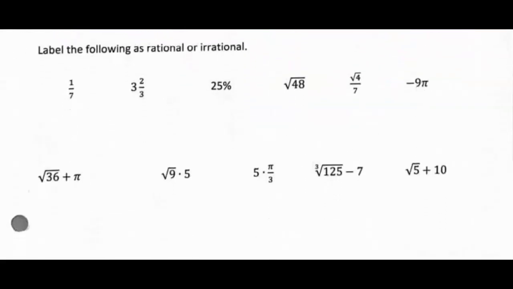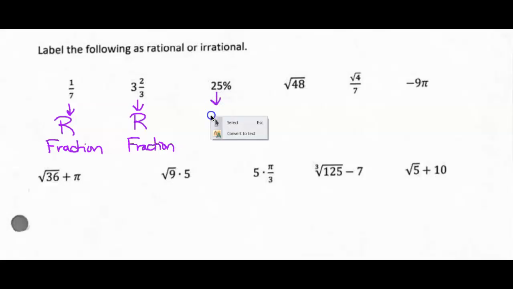We're going to label the following as rational or irrational. So here we go. First one, 1/7. Think to yourself, what do you think it would be? I'm just going to use an R or an I. This is rational, and I'm going to put a reason. I see a fraction. 3 2/3. This is rational because I see a fraction. 25% can be turned into the decimal 0.25. That is rational because it's a terminating decimal.